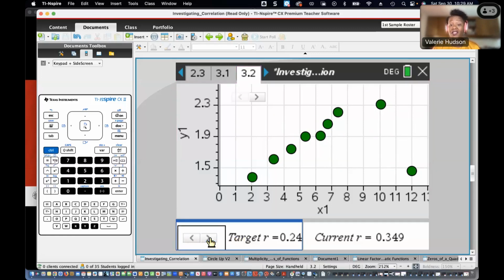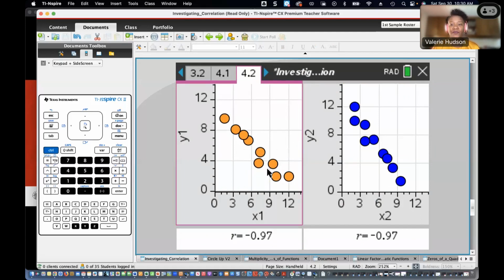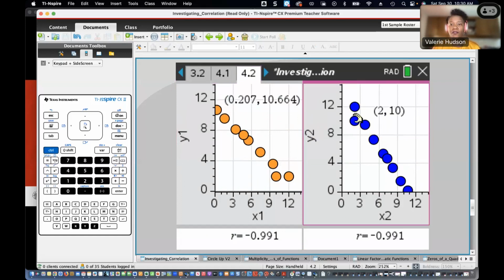And of course, the target can change too, especially like the negative one, because students don't necessarily think about that one. So on the next page, students investigate the two plots and select the points and observe what happens. So if I choose this one and then move it, then we're dealing with inverse graphs, and there's a lot of good conversation that can happen with this as well.